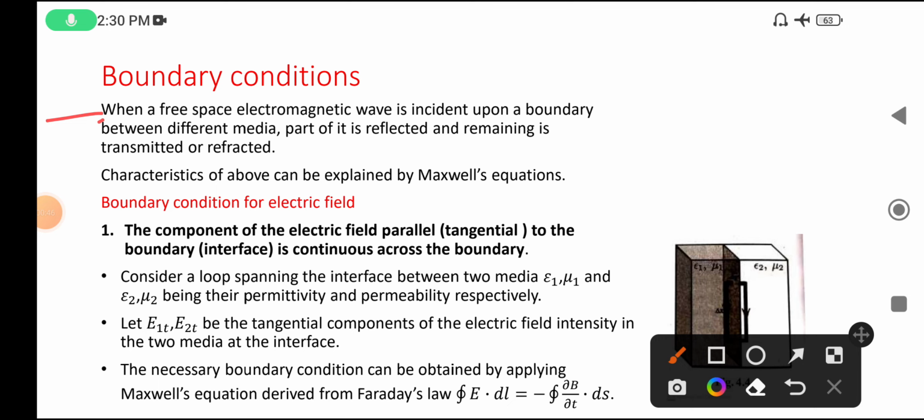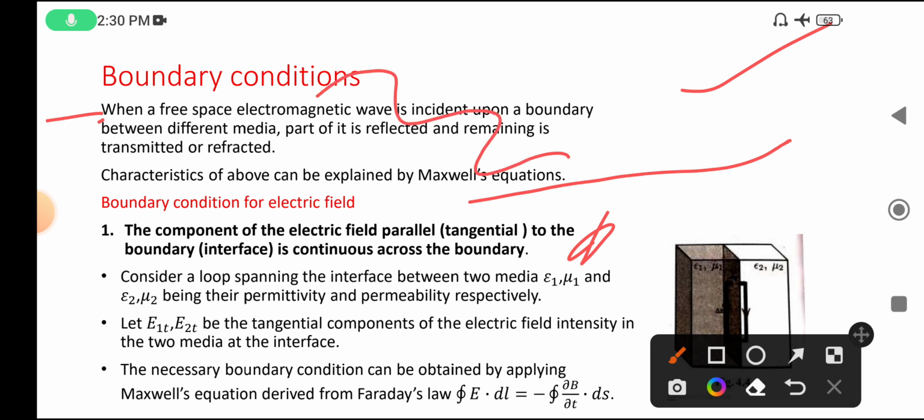Right, when a free space electromagnetic wave is incident upon a boundary between different media, part of it is reflected and the remaining is refracted or transmitted. So we know this already. Suppose this side is one medium and this is another medium, and suppose EM waves are coming like this. What happens when they strike the boundary? Part of the EM waves may be reflected like this, and part may be refracted downwards, or transmitted.